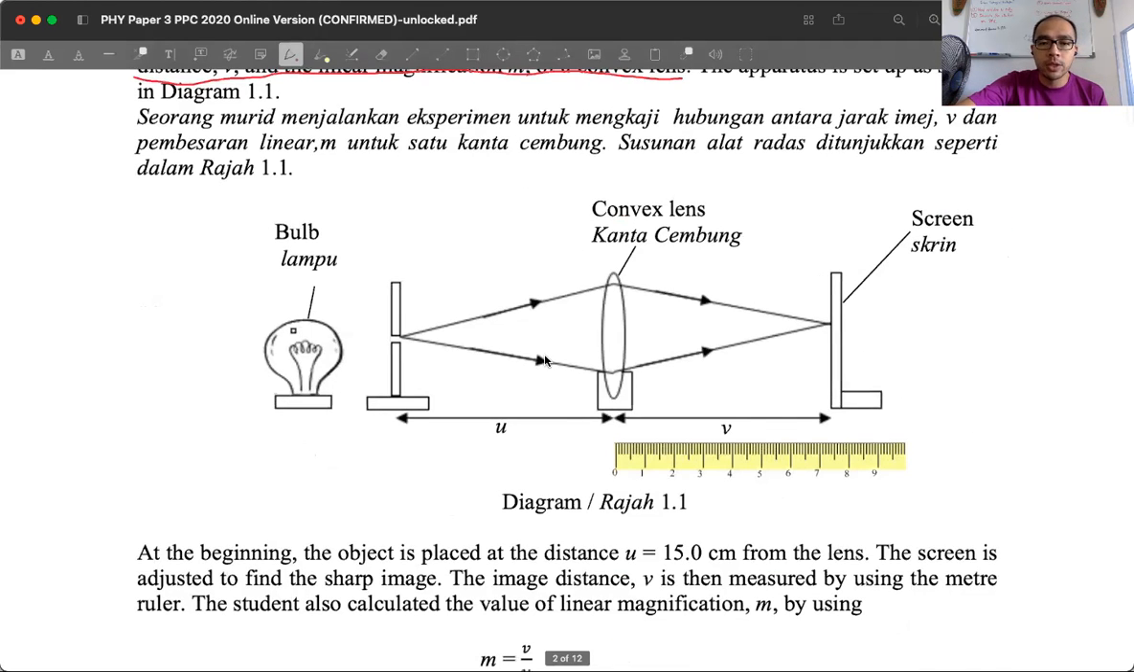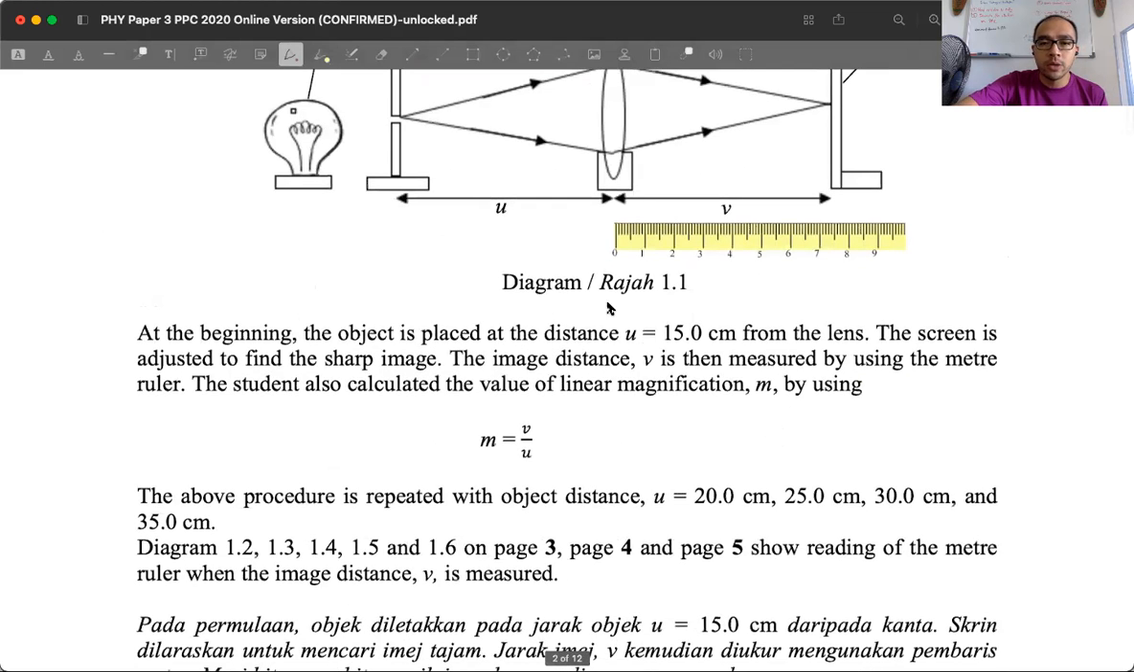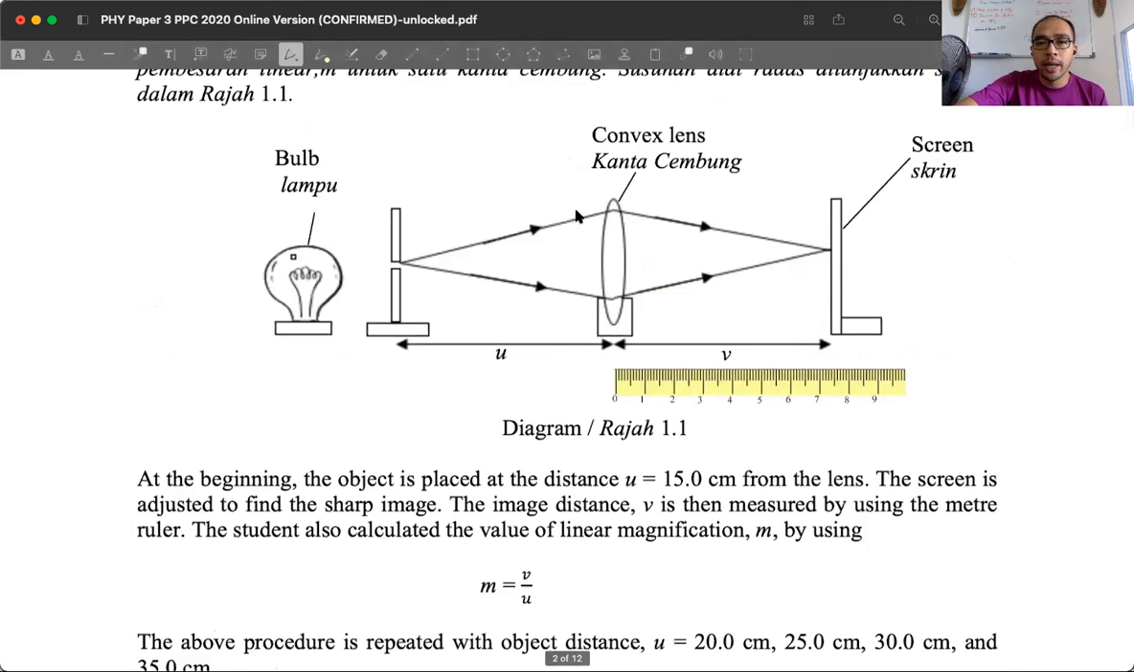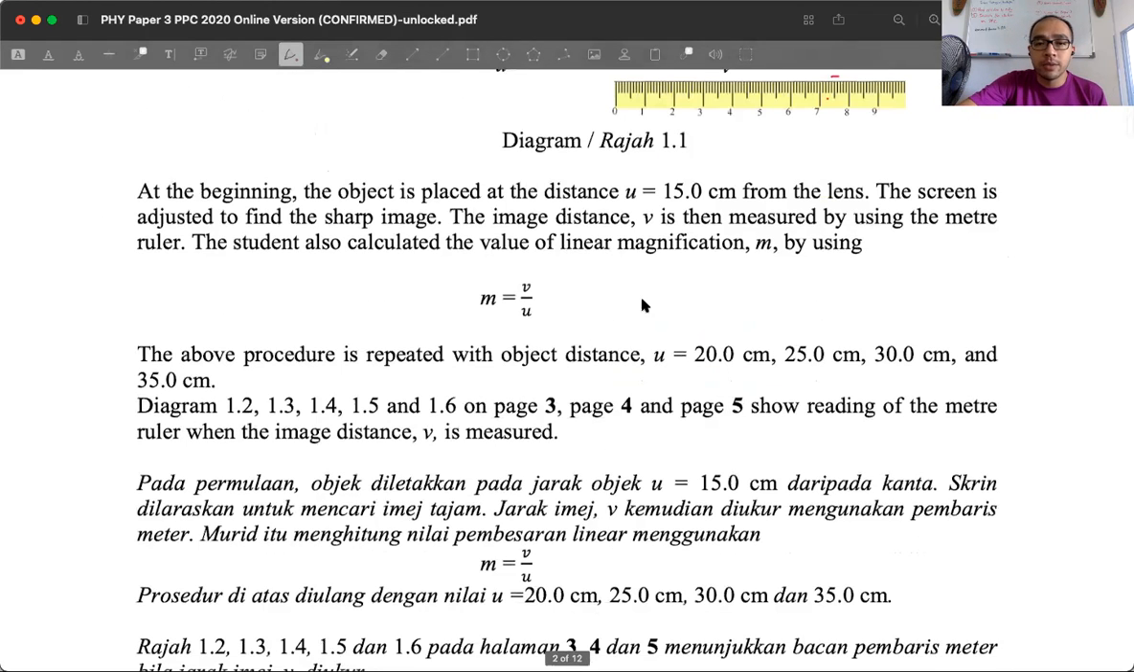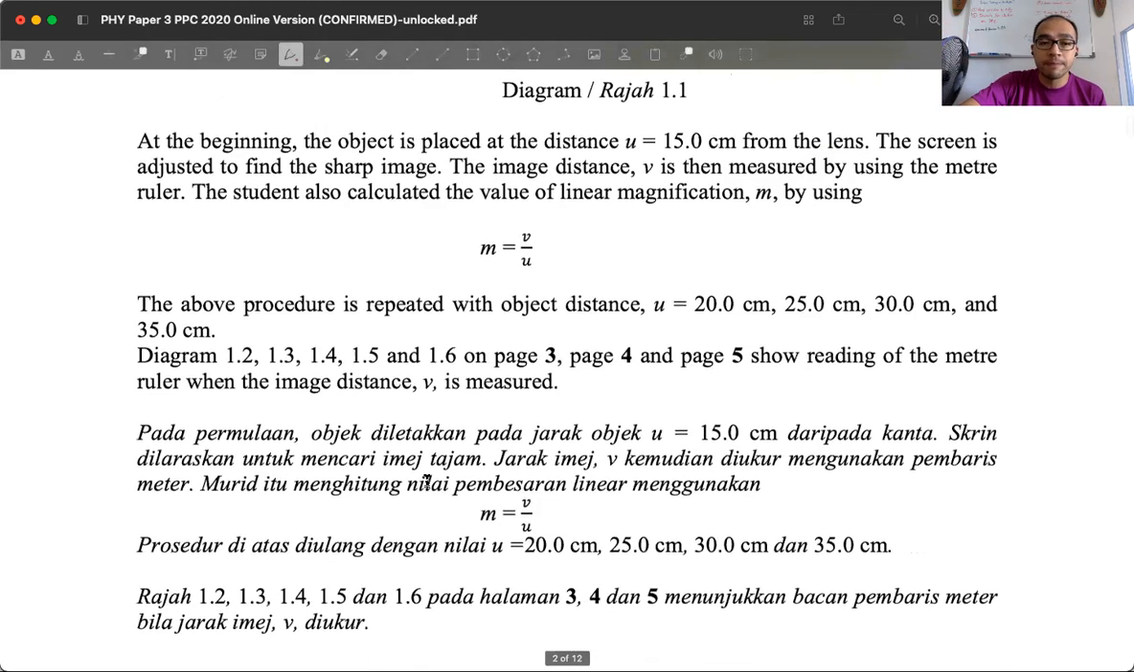The experiment is shown as here. The first situation is U equals to 15. And the good thing is over here, they already show you how to calculate V. So right at where this reading is, V is from 0 until wherever lah. So tinggal kau baca ini saja. Then the above procedure is repeated. Linear magnification is M equals to V over U. And you don't have to convert it into meters lah. Just keep it as centimeters, that is fine.